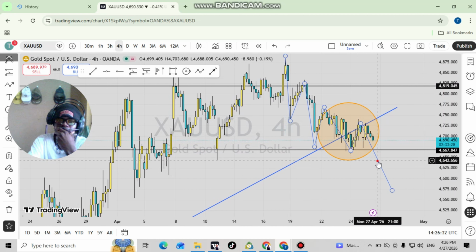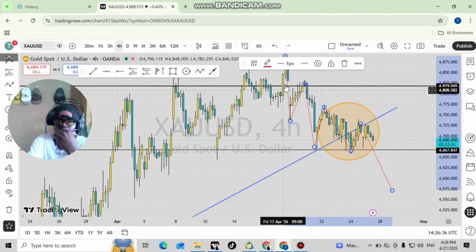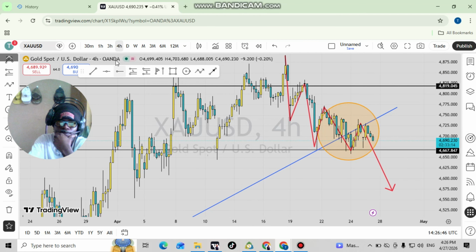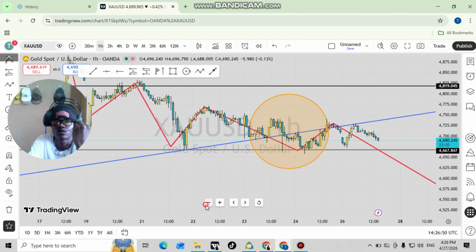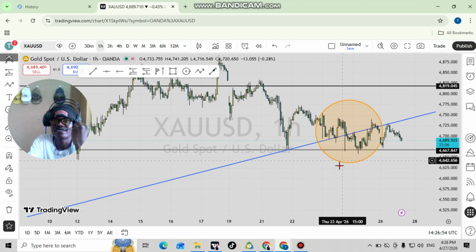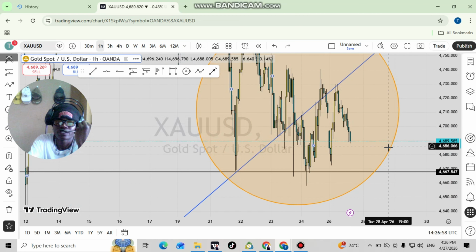So this is what I see. I'm seeing gold continue with the sell. Why? Because price is clearly giving us a trend. Do you understand that? We need to take advantage of this, because price is clearly showing us that there is a trend. The trend is being formed.